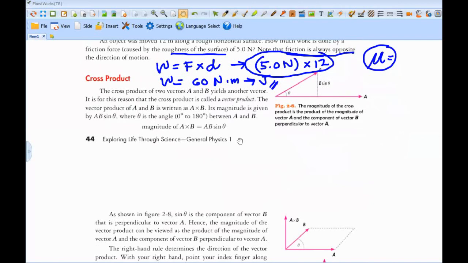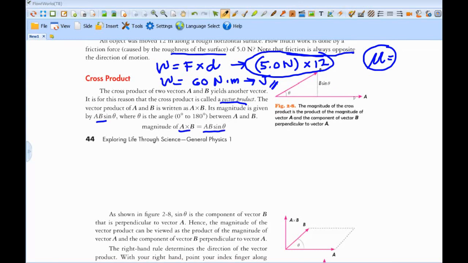Cross product. The cross product of two vectors A and B yields another vector. It is for this reason that the cross product is called a vector product. The vector product of A and B is written A cross B. Its magnitude is given by AB sine theta, where theta is from 0 to 180 degrees between A and B. So the magnitude of A cross B is AB sine theta.